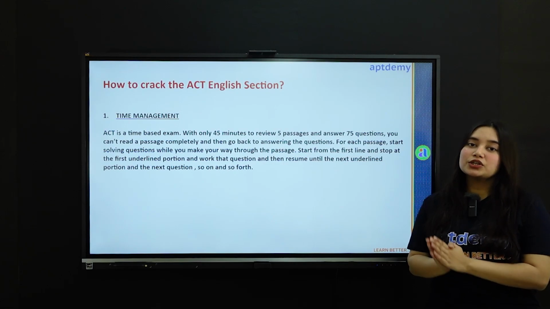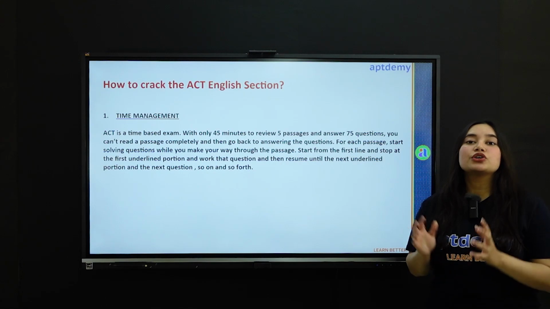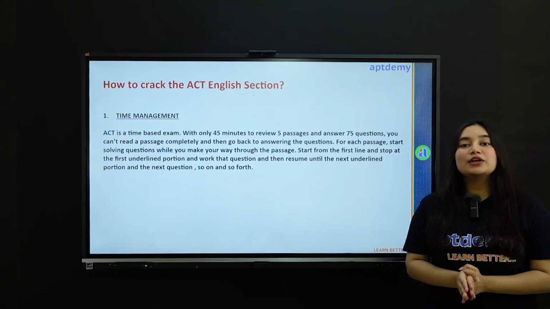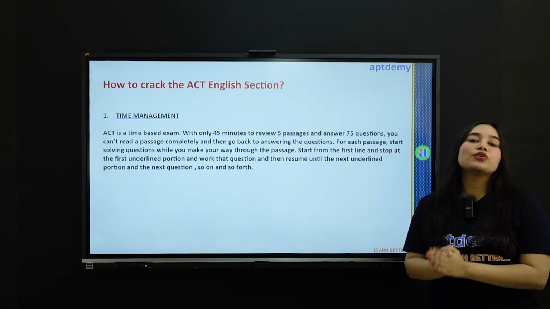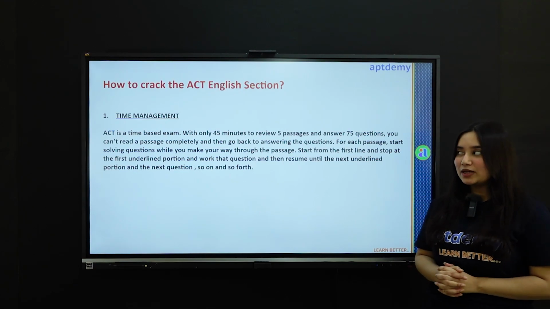Go to the first question, solve it, get back to reading the passage till the next underlined portion, solve that question and get back to reading, so on and so forth. In that way, you will read and solve the questions simultaneously, and you will manage time effectively and smartly.